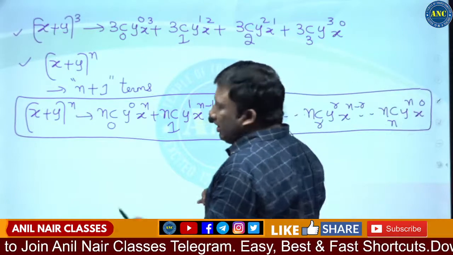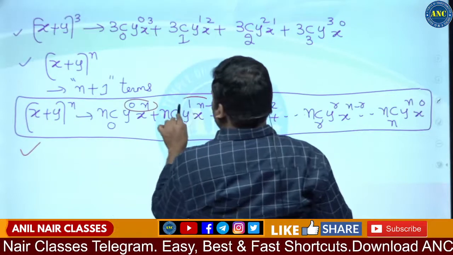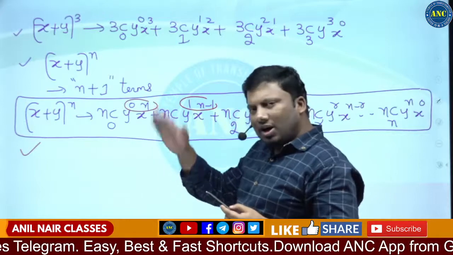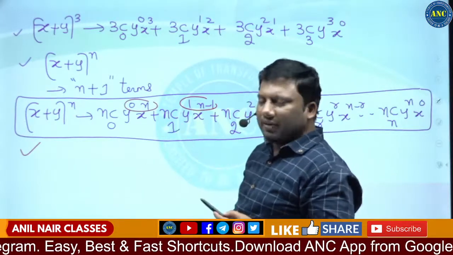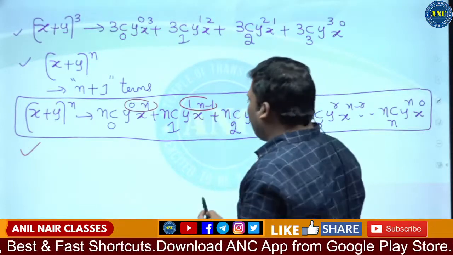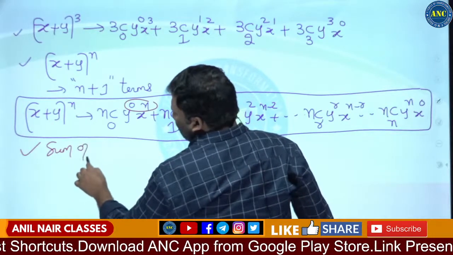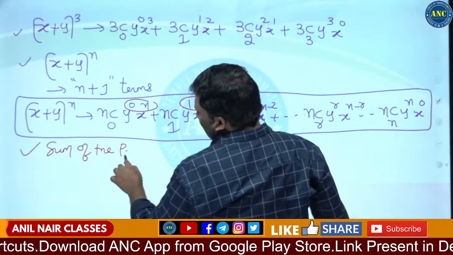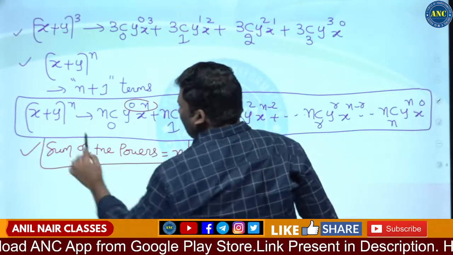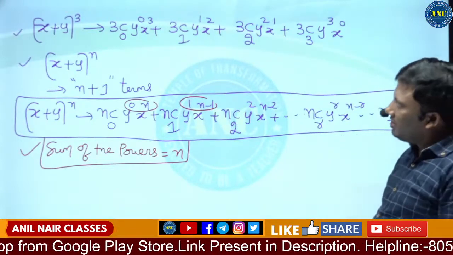And another important point. Sum of the powers: 0 plus n, because the total n I need to distribute. If I am not selecting any power of y, the power of n should be selected. 1 I selected for y power 1, and the remaining will be the power of x. Sum of the powers is always equivalent to n.